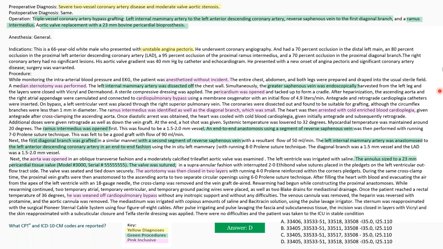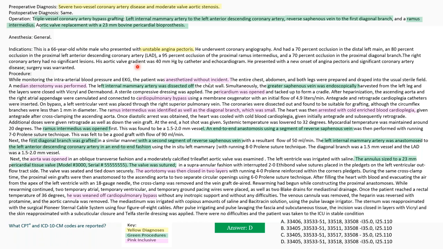Okay, I see a question. I still don't see two veins in the scenario. You can look over here. It states a reverse saphenous vein to the first diagonal branch and ramus intermedius. So this is the vein which is used for two grafts, two positions. You can see reverse saphenous vein to first diagonal branch as well as it is grafted to ramus intermedius. The reverse saphenous vein is what we used as a graft. It's not the first diagonal branch or the ramus intermedius which we take as a vein.